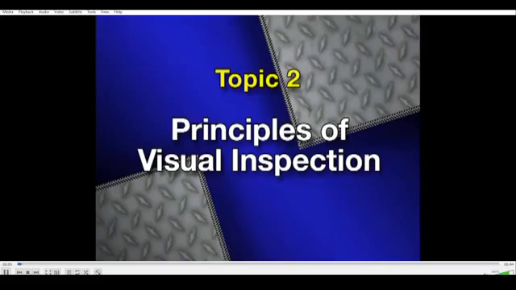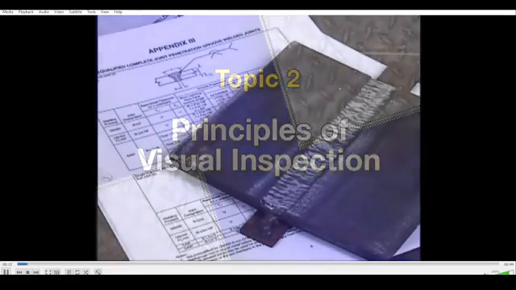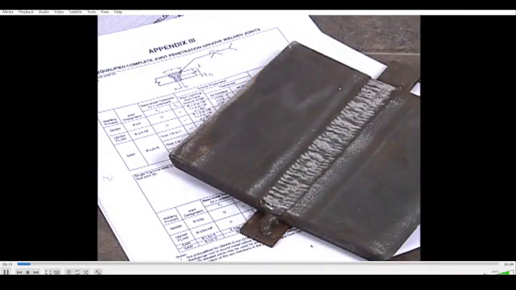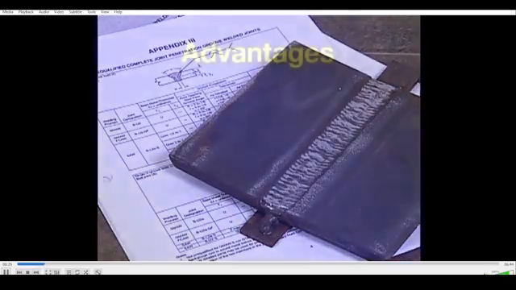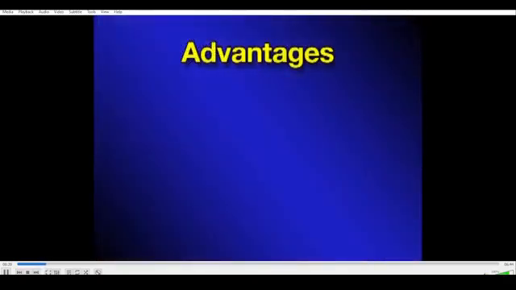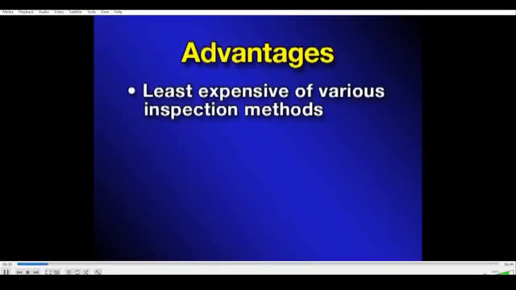The objective of this topic is to be able to identify the basic principles and applications of visual testing. Visual examination is by far the most popular and widely used method of non-destructive testing. It consists of examining welds and overall weldments by eye and comparing the evaluations to a set of standards. Among its many advantages are that it is the least expensive of the various inspection methods, requiring little investment in tools and equipment, and it usually takes less time to perform.